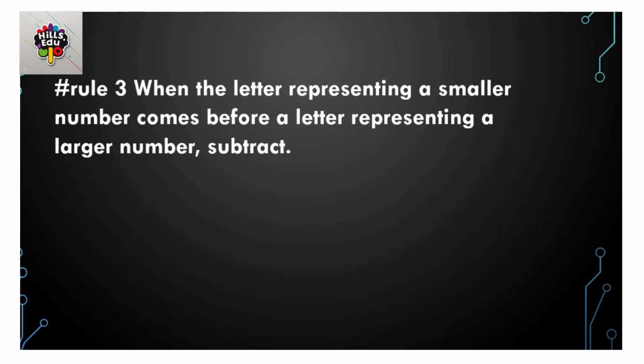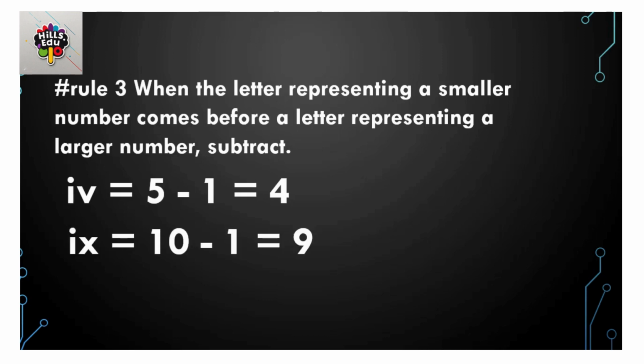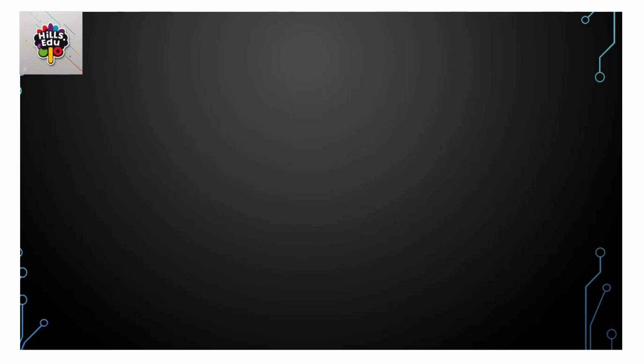Rule 3 says, when the letter representing a smaller number comes before a letter representing a larger number. Now this time around, the letter representing a smaller number comes before a letter representing a larger number. What then do you do? You subtract. Look at this example. IV. I is smaller than V in Roman numerals. So 5 minus 1, that gives you 4. Look at this. IX. I is smaller than X in value. So you have 10 minus 1 because the smaller one comes before the bigger one. That gives you 9.